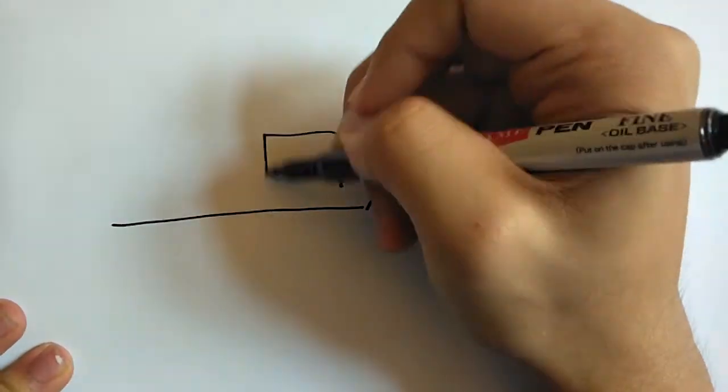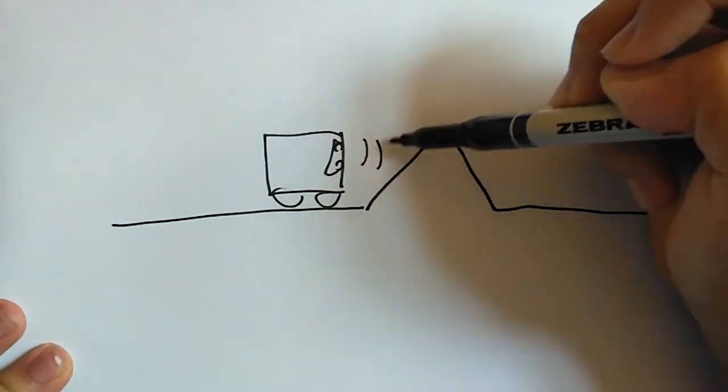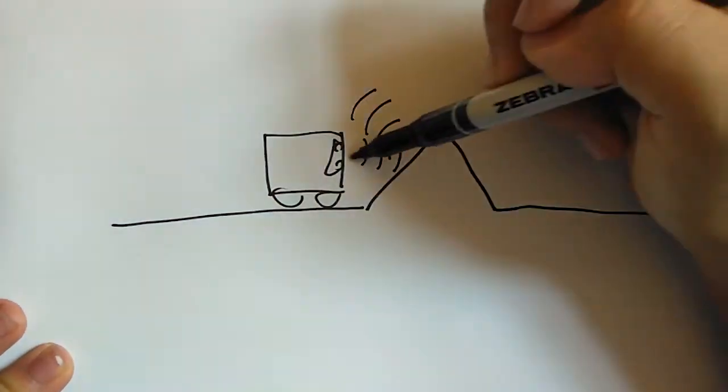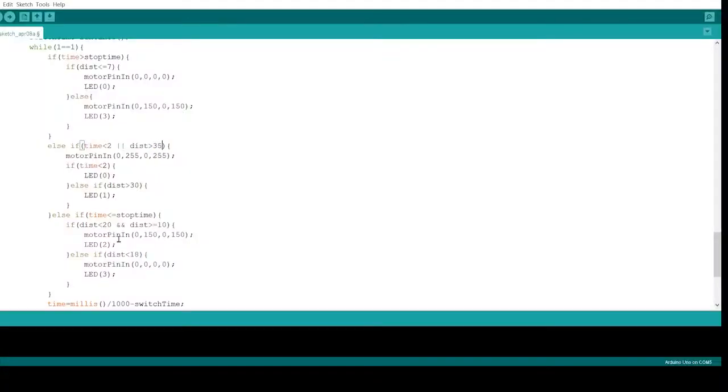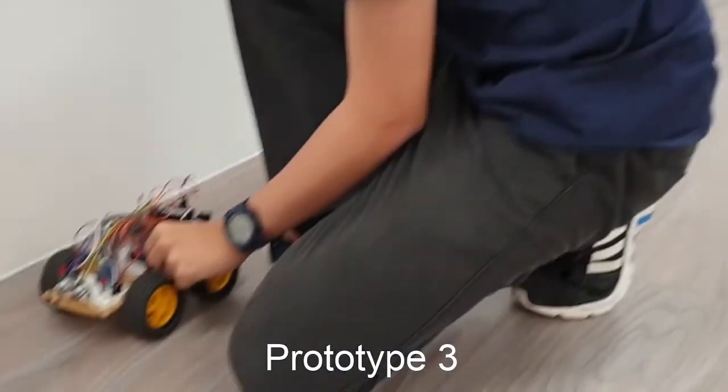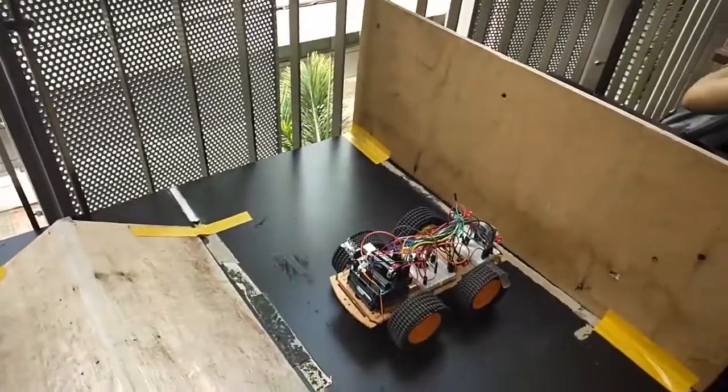This is because the reflection of the ultrasonic sound wave is deflected as it reaches the ramp at an angle. We solved this problem by increasing the distance reading range in our Arduino code to account for the errors. After many trials, we were finally ready to test our robot.